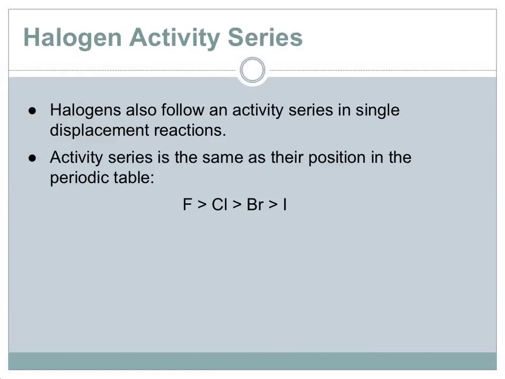The second type of activity series we're going to look at in this video is the halogen activity series. Halogens also follow an activity series in single displacement reactions, and what's really nice about this activity series is it follows their same position in the periodic table. And what that means is that fluorine, which is at the top of the periodic table, is the most reactive, followed by chlorine, then bromine, and iodine, which is at the bottom of this series, is the least reactive.